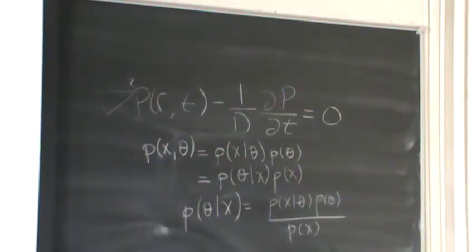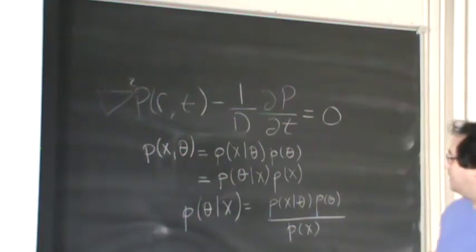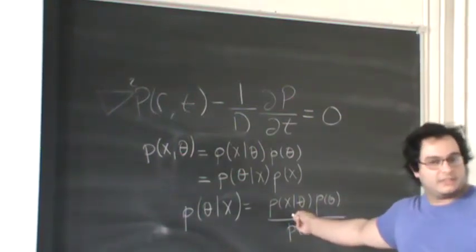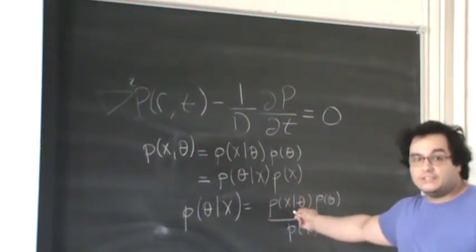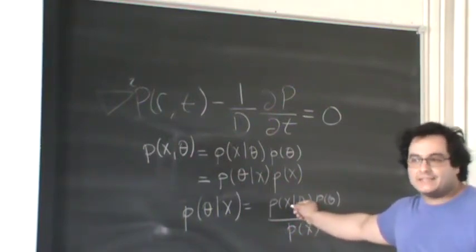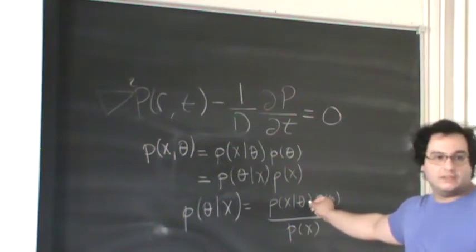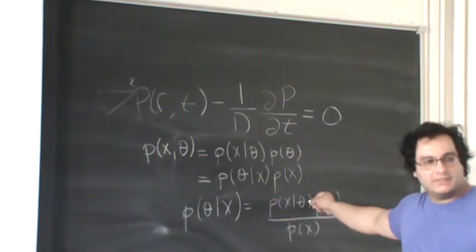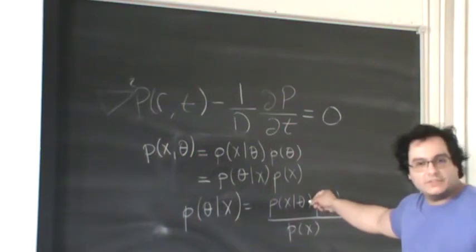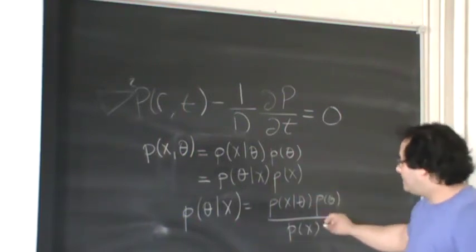So to parse this, what it says is this function is called the likelihood. It's a conditional distribution in x. It's not a distribution in theta. That's why it's called a likelihood function, the likelihood of theta given the data. It's not necessarily a distribution in the parameters.